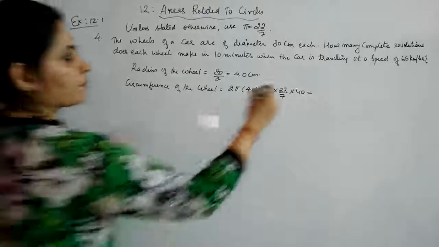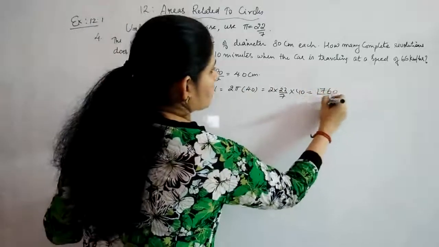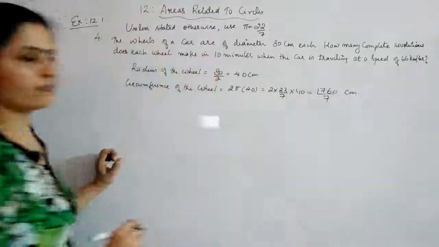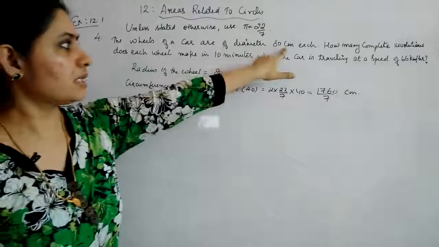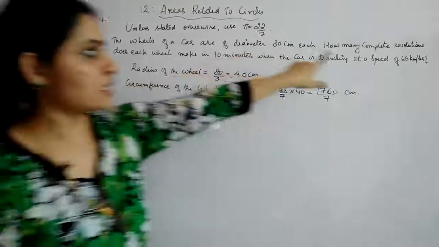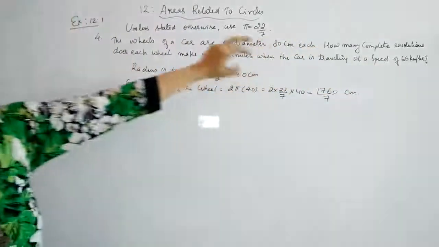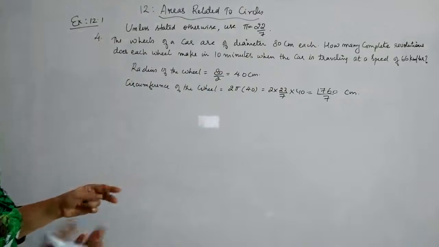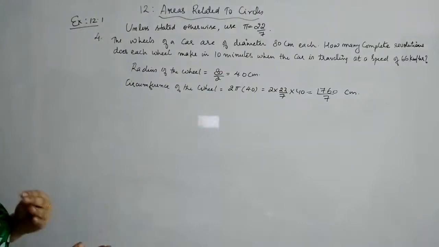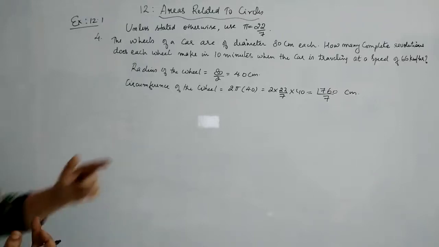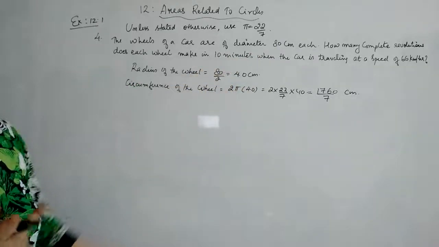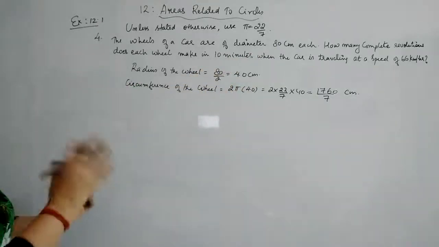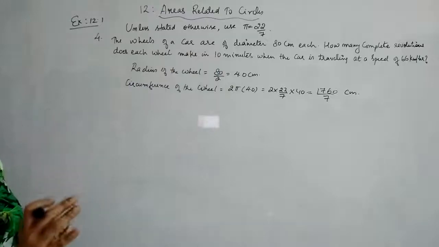1760 by 7 centimeters. Right, now you have to just see the units: here it is centimeters, here it is minutes, here it is kilometer per hour. So when we are considering the speed, we will first change it into meter per minute and then to centimeter per minute. Why are we changing like that? Because this is given in centimeters and the time is given in minutes.